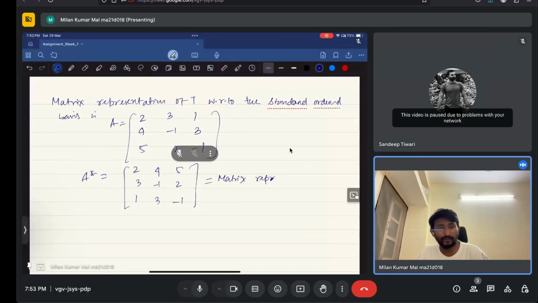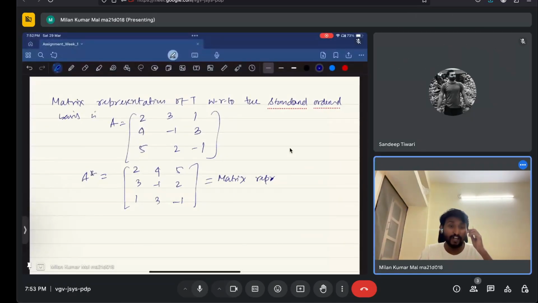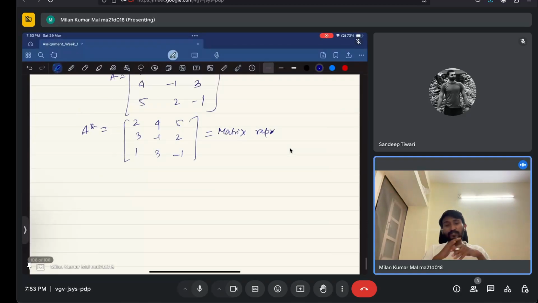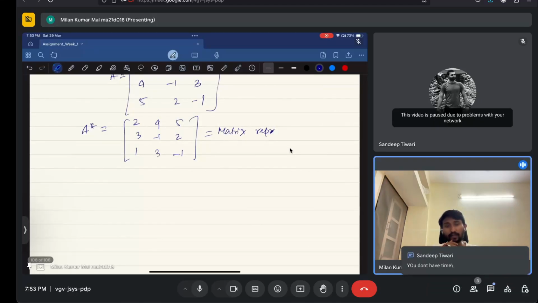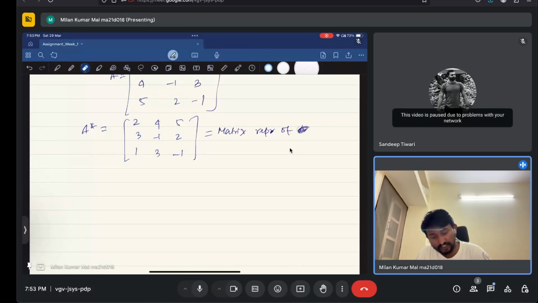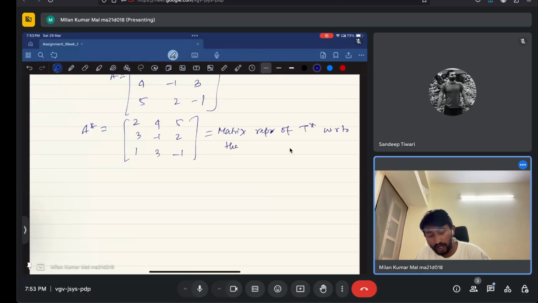Because we are asked to do this, that's why I have tried to. The problem is that to create a problem, we have to find problems and all these things, and there is the net option. We can take from there, but actually I don't have time. That's the problem. The matrix representation of T, the T star adjoint, with respect to the standard ordered basis.